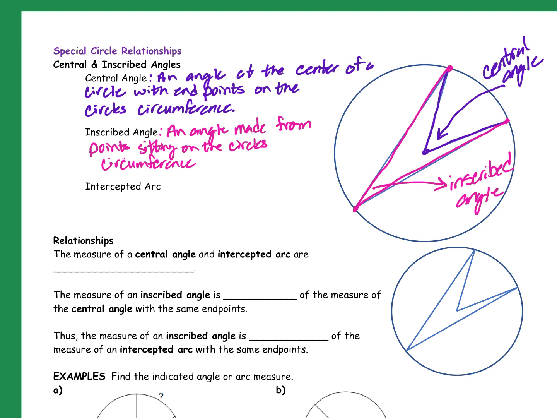Okay, questions so far? Can you tell the difference between a central angle and an inscribed angle? Pretty easy. A central angle comes from the center of the circle. That's where my vertex is. For an inscribed angle, the vertex is on the circle.